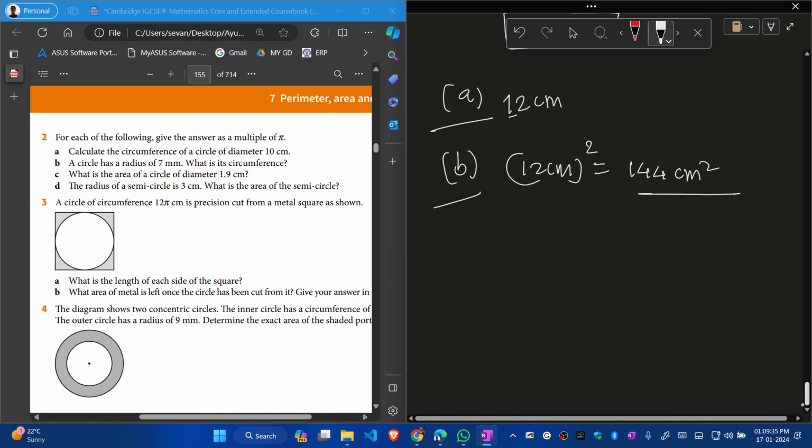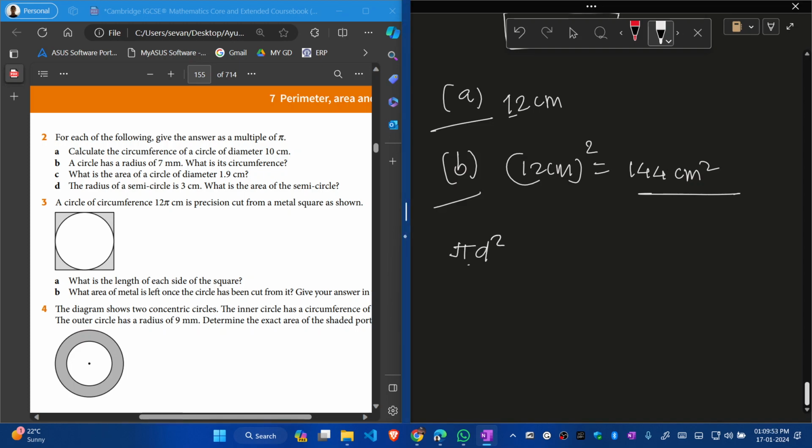Then you need to subtract from the area of the circle. So the radius of the circle, you have to find out first. How will you find the radius of the circle? The area is pi d squared by 4.